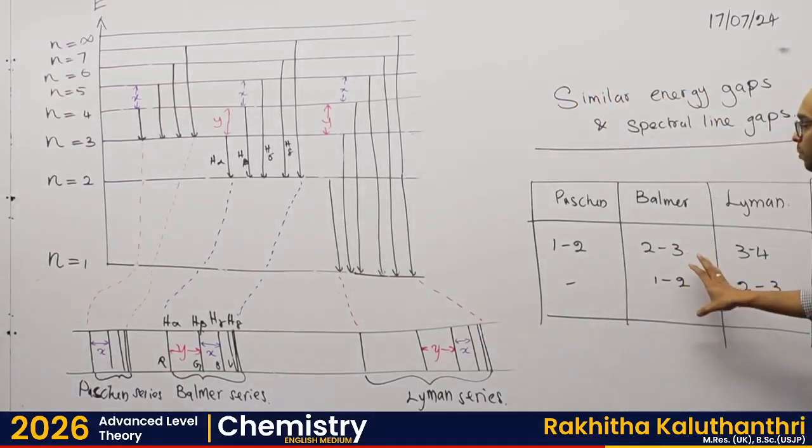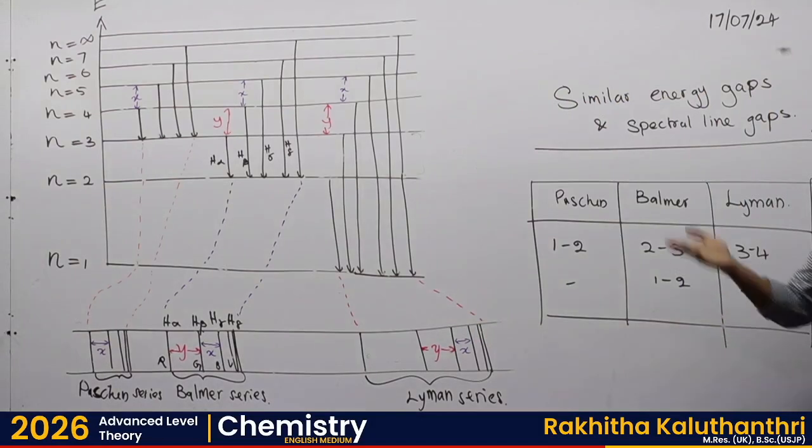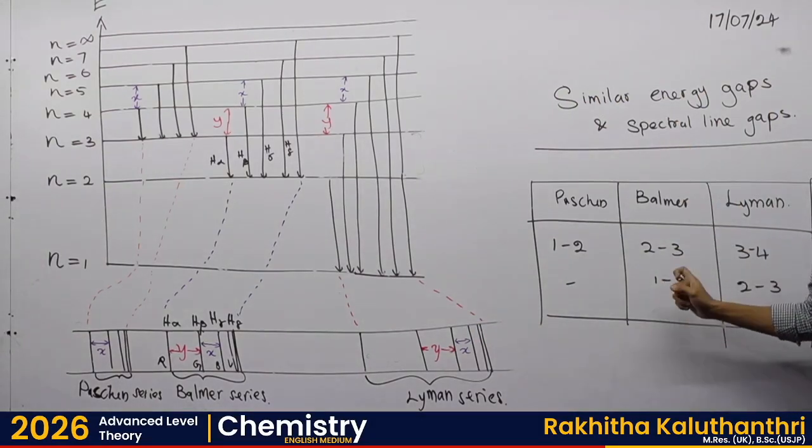But if you can remember this table, it will be much easier. You don't have to particularly draw that if you remember this. Is that clear?